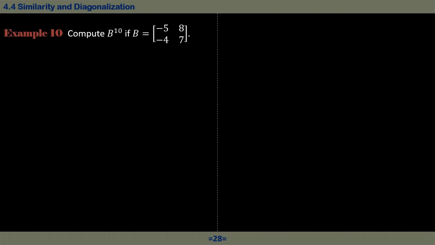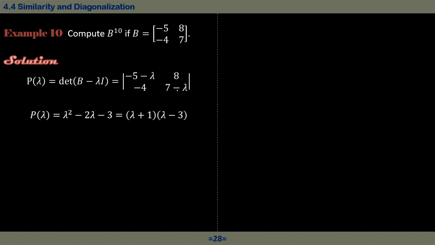Okay, we have the last example. Compute B to the power of 10 if B matrix is equal to this. So now, again, the steps are clear. First, we need to identify the eigenvalues of this matrix. To do this, we first need to get the characteristic polynomial of this matrix, which is equal to the determinant of B minus lambda I. That's equal to minus 5 minus lambda. Here we have minus 4, 8, 7 minus lambda.